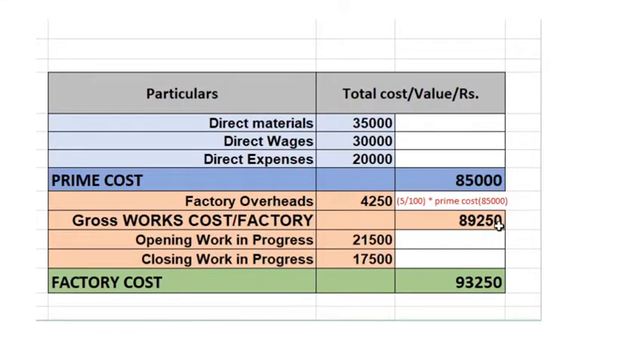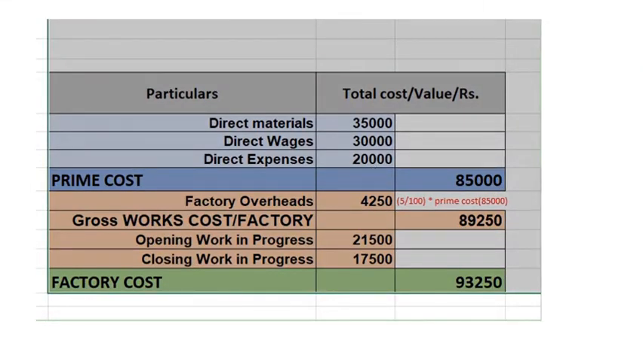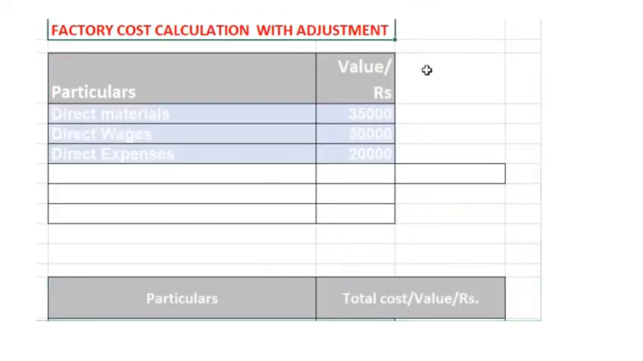So how to deal with these things we will see in the problem. Now we are going to see the problem, in which you will be able to understand how to calculate factory cost with adjustments for inventory. We already saw prime cost calculation with adjustment for inventory. Now we are going to see factory cost calculation with adjustments for inventory. What is the inventory that is to be included for factory cost? Yes, it is in-process stock.